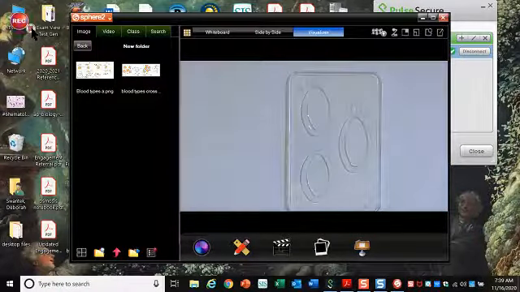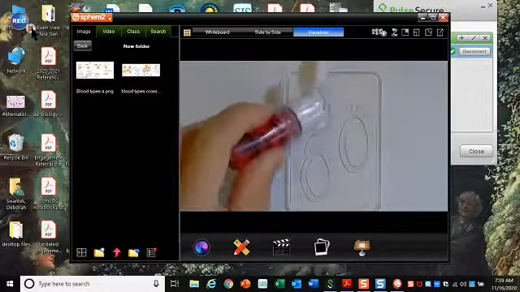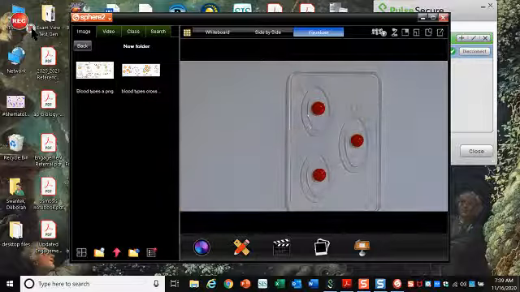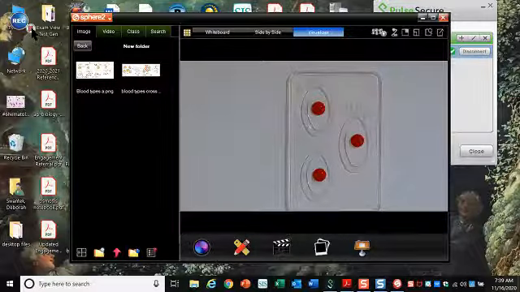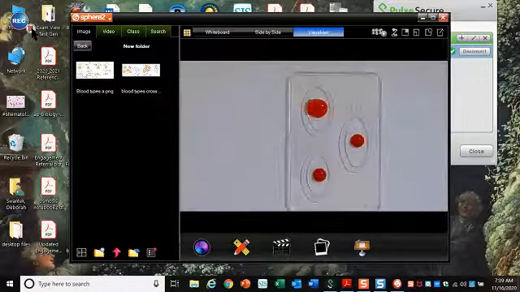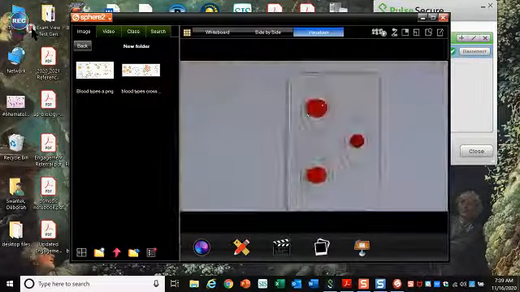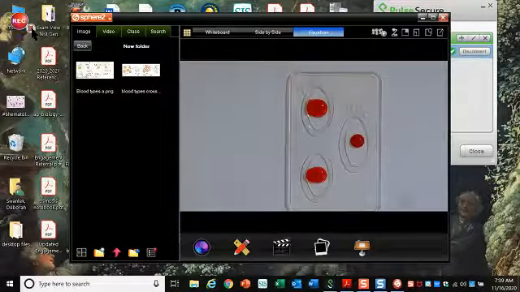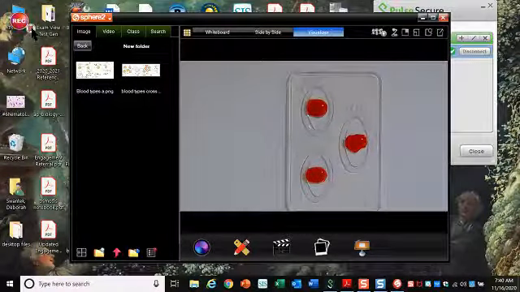Okay, this is sample 5. I'm going to add my 1 drop of blood to each well. I'm going to add my anti-A antibody to the A well, anti-B antibody to the B well, and anti-RH antibody to the RH well. Okay, give that some time to agglutinate.